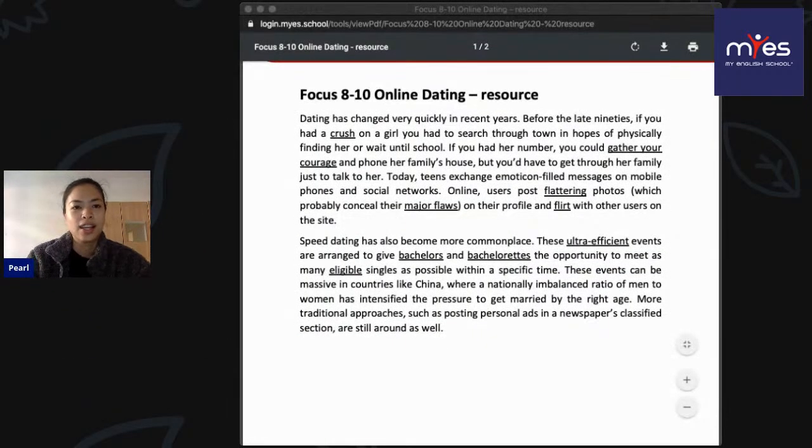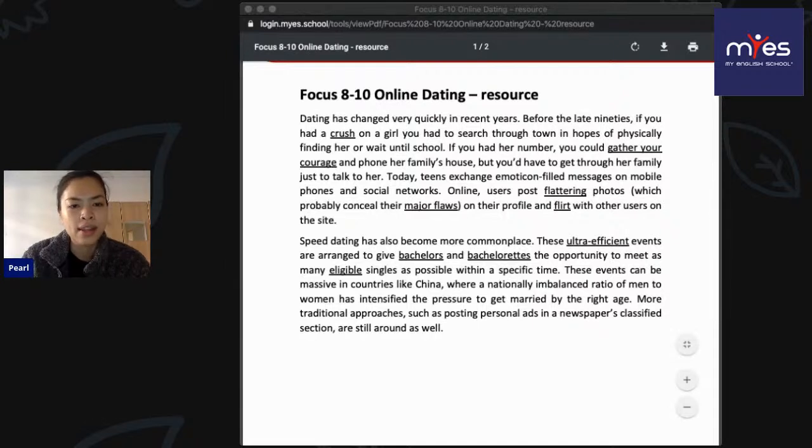All right. So dating has changed very quickly in recent years. Before the late 90s, if you had a crush on a girl, you had to search through town in hopes of physically finding her or wait until school. If you had her number, you could gather your courage and phone her family's house, but you'd have to get through her family just to talk to her. Today, teens exchange emoticon-filled messages on mobile phones and social networks. Online users post flattering photos, which probably conceal their major flaws, on their profile and flirt with other users on the site.